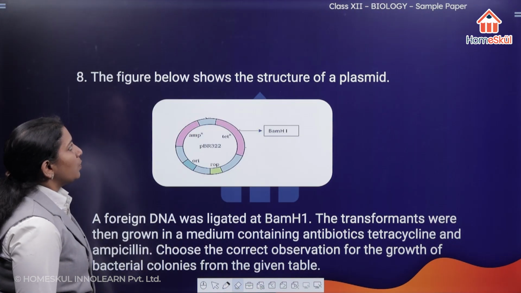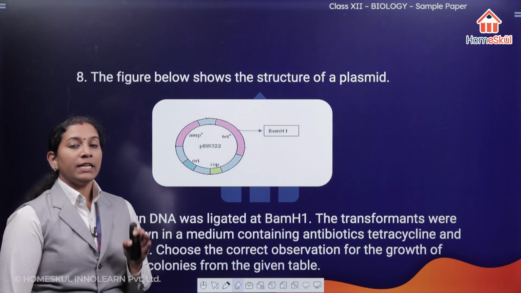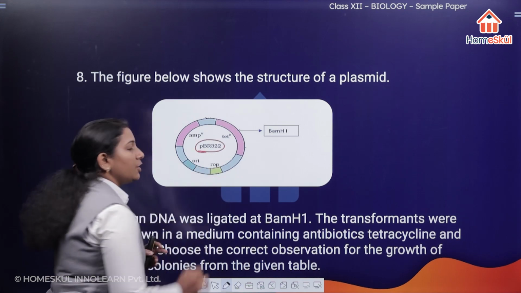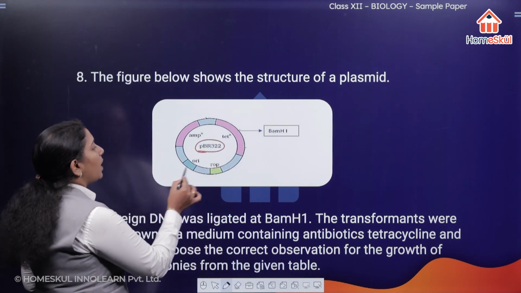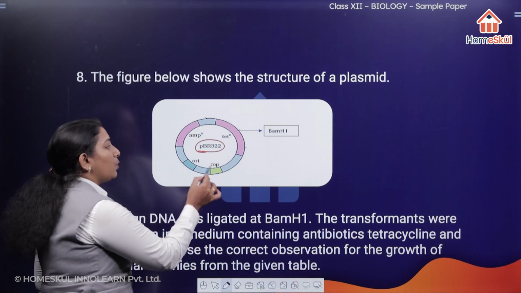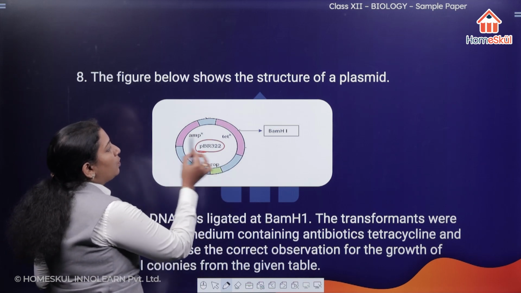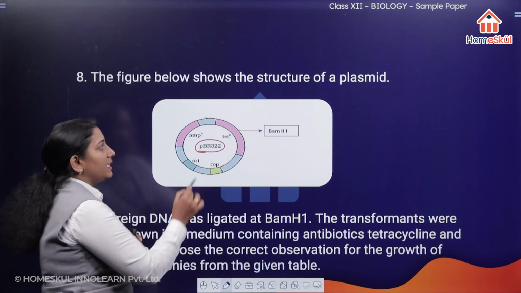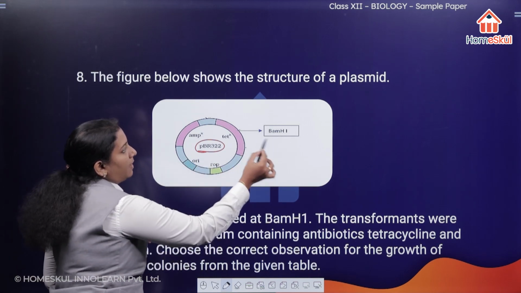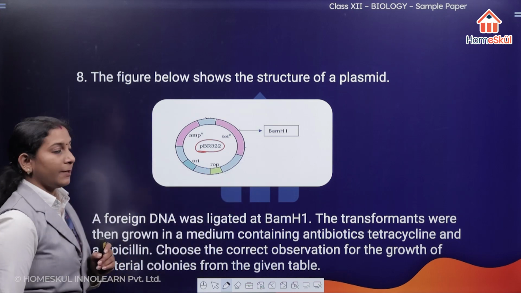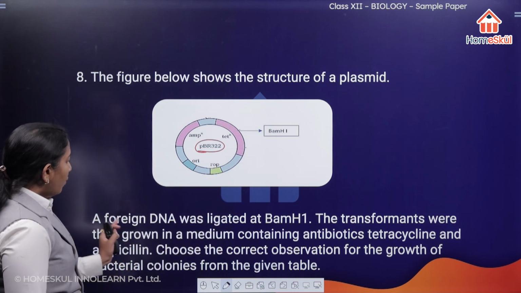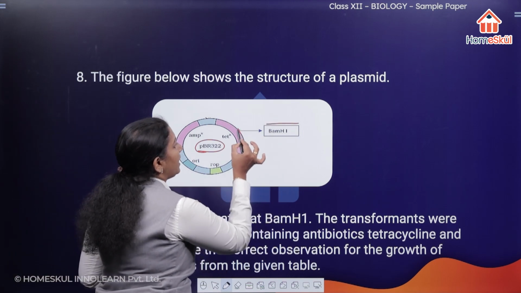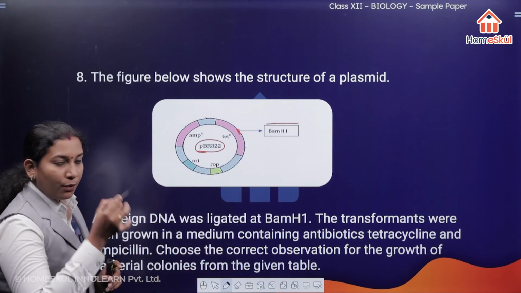The figure below shows the structure of a plasmid. Okay, so you well know about the structure of a plasmid, that is pBR322. Okay, it will be having an ORI, that is the origin of replication, the protein for replication ROP, and two antibiotic resistance sites, AMPR and TETR, ampicillin and tetracycline, and here you can see a BamHI site, that is a restriction site, right? So a foreign DNA was ligated at this BamHI site. Okay, here you can see the ligation of a foreign DNA.